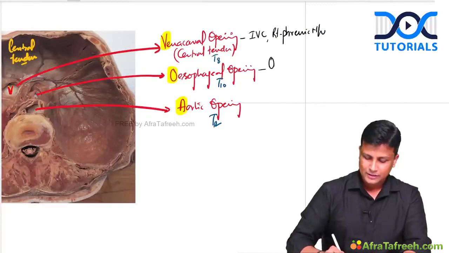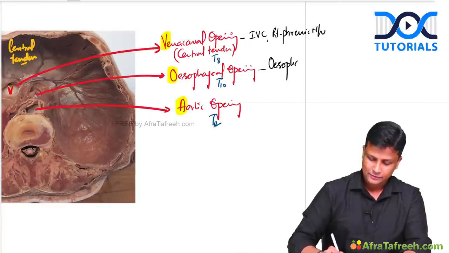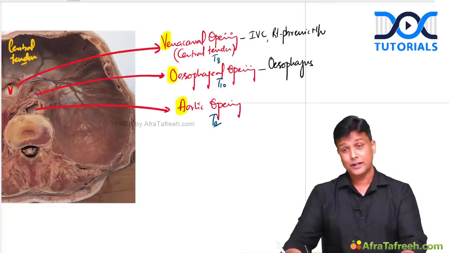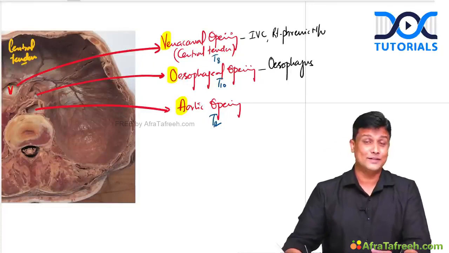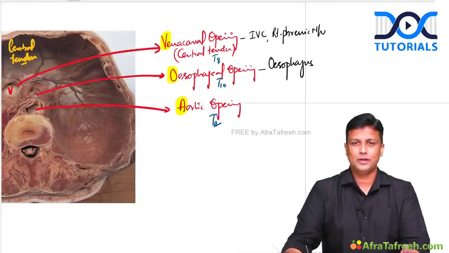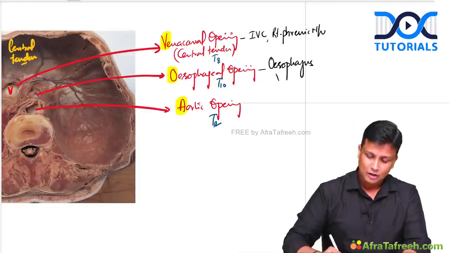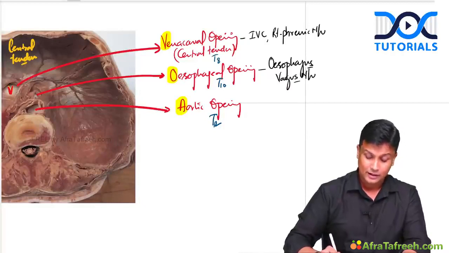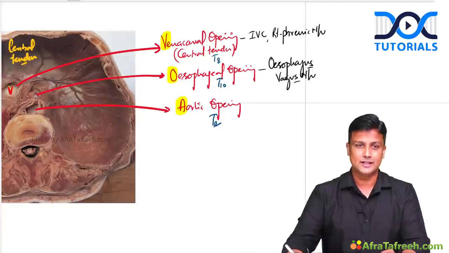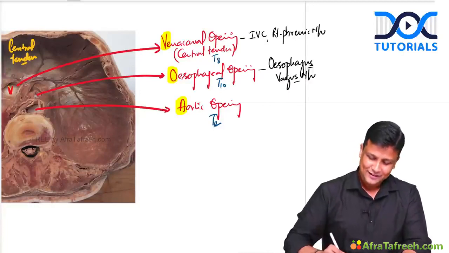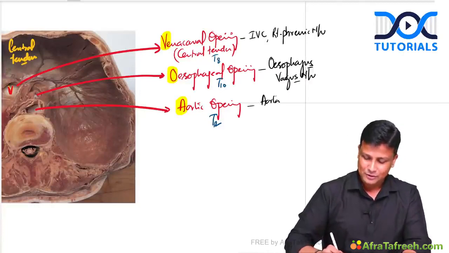Esophageal opening, what is going to pass, guys? That will be esophagus passing from here. Write that esophagus and forget about that one. Why? Because they will never ask you in the exam. Esophageal opening, esophagus. Along with that, remember, vagus nerve is going to pass. And I remember that with the rhyming words. Esophagus, vagus. Esophagus, vagus. And aortic opening, definitely aorta is going to pass from here.